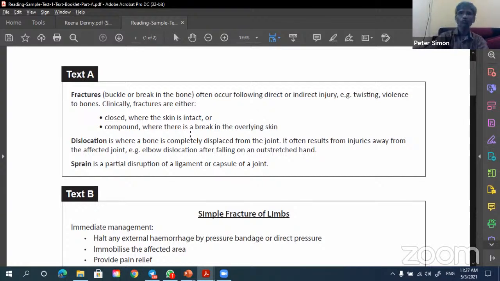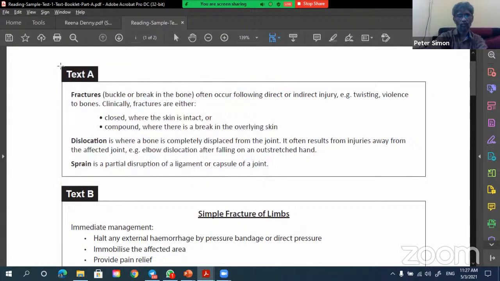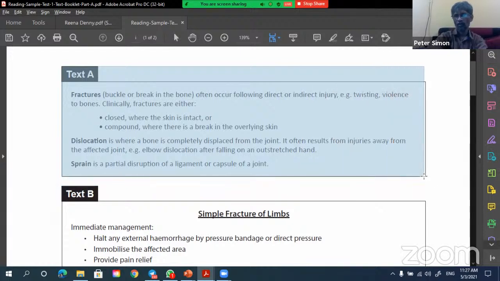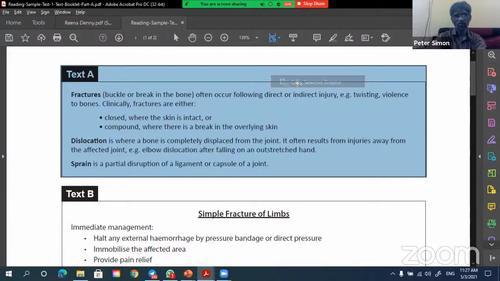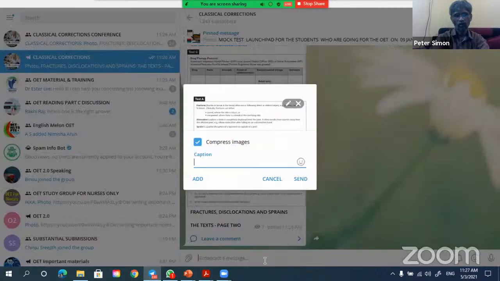Now here is text A. Text A is very small. So this is text A.